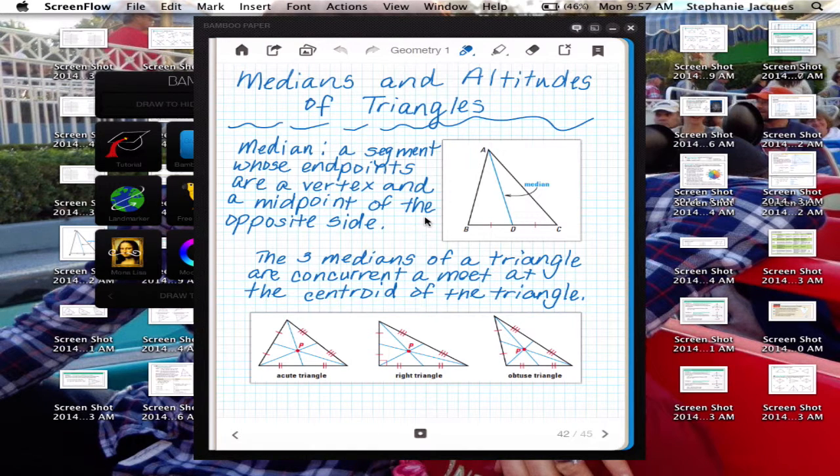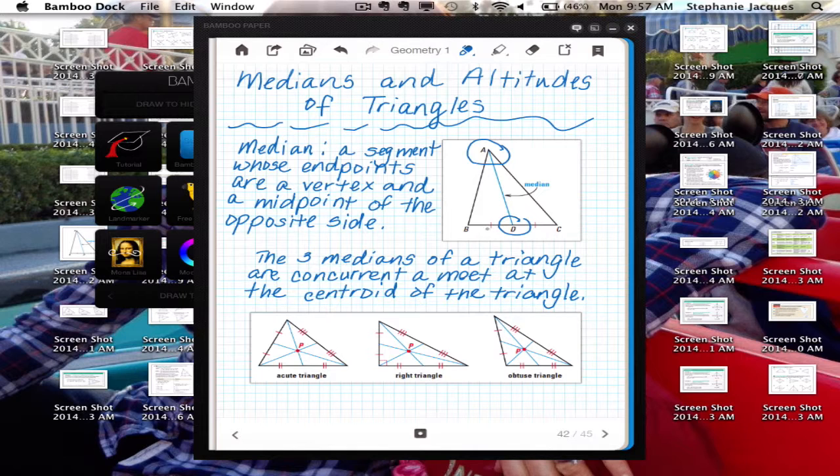Tonight you'll learn about medians and altitudes of triangles. So let's look at medians first. A median is a segment whose endpoints, so if you're looking at this line, A and D, are a vertex, so A is that vertex, and a midpoint of the opposite side. That makes it a median. So it has to go through the vertex to the midpoint.